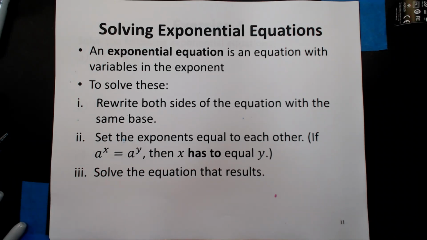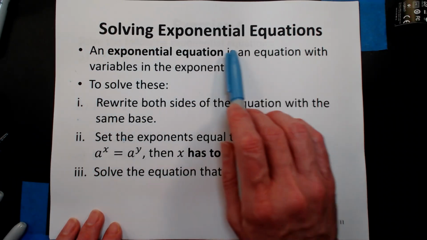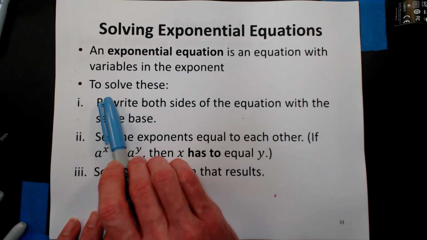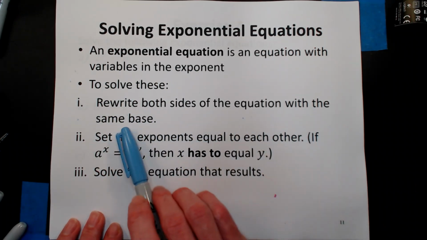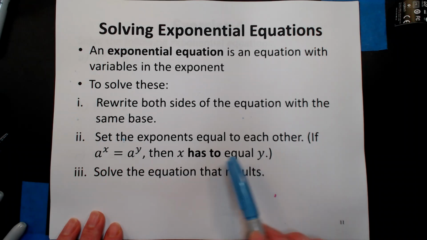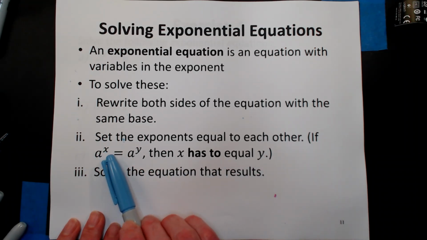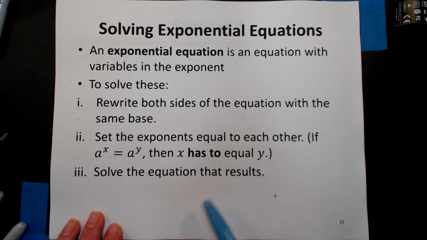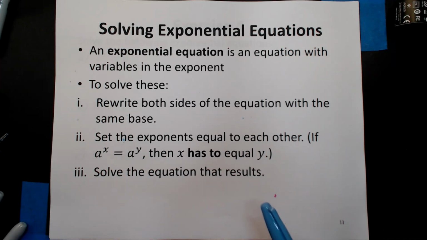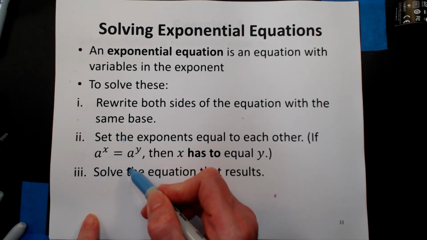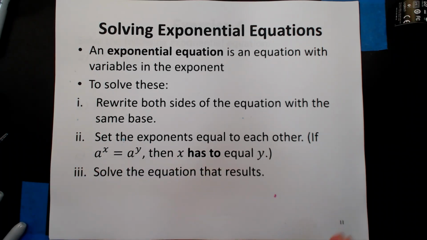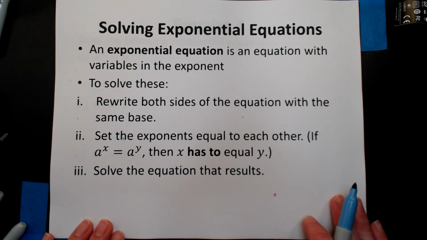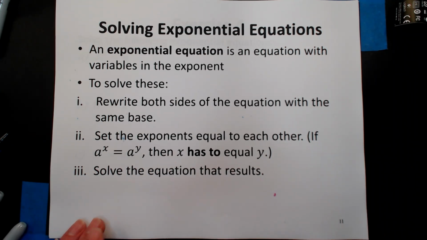A solving exponential equation is an equation with variables in the exponents. To solve these, we rewrite both sides of the equation with the same base, set the exponents equal to each other. If a to the x equals a to the y, then x has to equal y. So it's saying if your bases are equal, your exponents have to be equal. You can kind of think of them as canceling, and you get x equals y. That's not really what's going on, but students like to think that. You can think that for now. We'll correct it in a later lesson. Solve the equation that results.